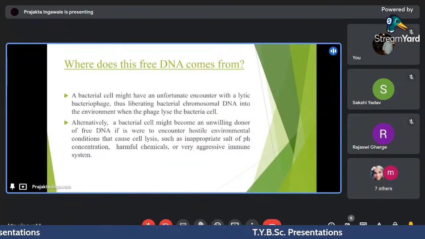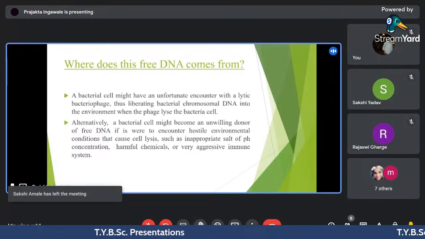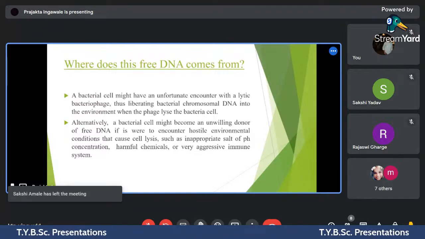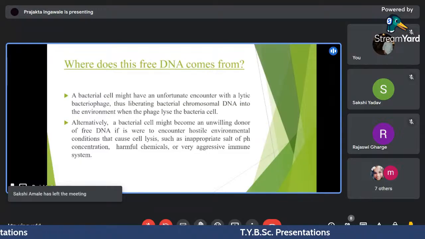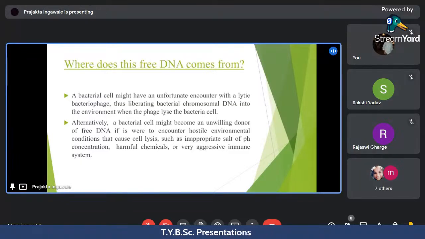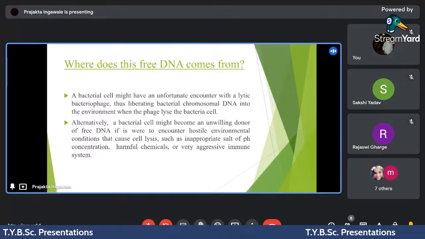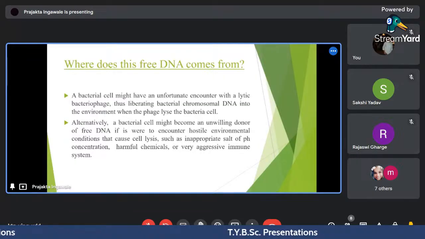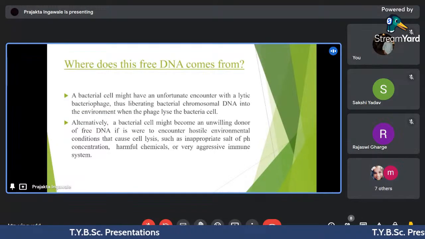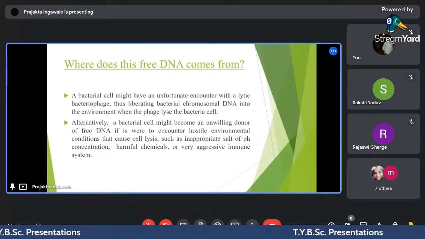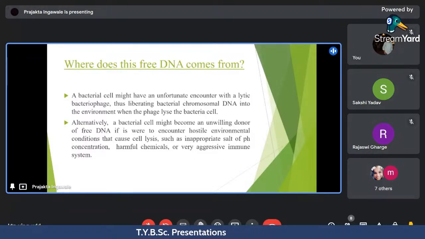So where does this free DNA come from? A bacterial cell might have an unfortunate encounter with a lytic bacteriophage, liberating bacterial chromosomal DNA into the environment when the phage lyses the cell. Alternatively, a bacterial cell might become an unwilling donor of free DNA if it encounters hostile environmental conditions that cause cell lysis, such as inappropriate salt or pH concentration, harmful chemicals, or a very aggressive immune system.